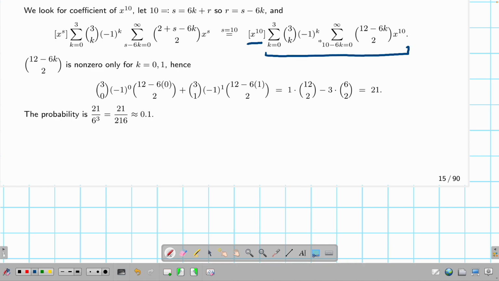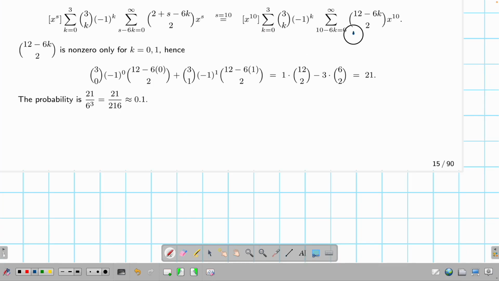Here you can see that I only have one unknown, that is k. And k is actually limited by this guy. So what is this guy? This is saying that I start from k equal to 0, and then k equal to 1, and then k equal to 2, and then k equal to 3. And also notice this guy means I have (12 minus 6k) choose 2. (12 minus 6k) choose 2 is non-zero only if k is 0 and 1. Think about it. If k is 1000, this is a negative number. Negative number choose 2 is 0. Okay? So therefore, this expression only exists for two numbers, 0 and 1.